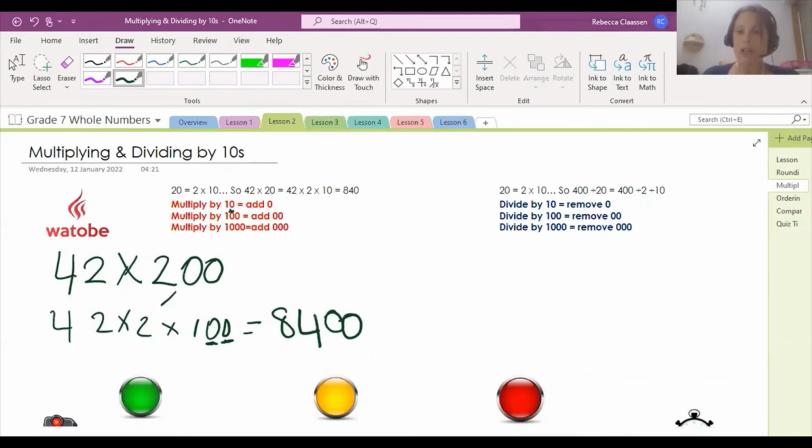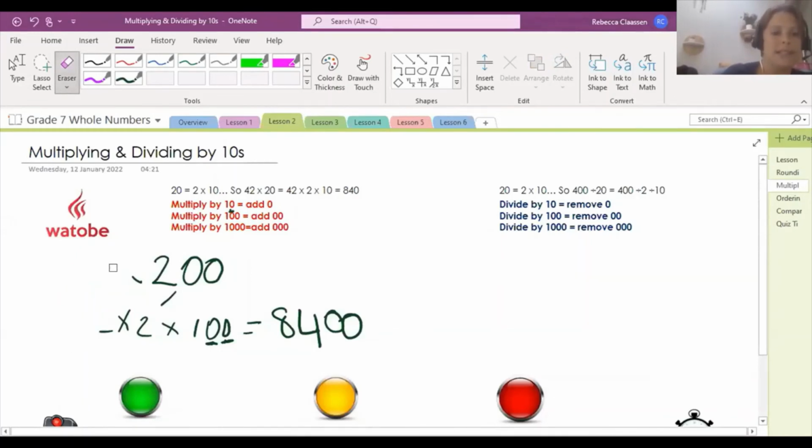Okay, so when you're multiplying by tens, you're going to break your number down. If it's 200, you're going to break it down into 2 times 100. And if it's 40, you're going to break it down into 4 times 10. And if it's 7,000, you're going to break it down into 7 times 1,000. So let's practice one more of these and let's see if you can get the hang of it.